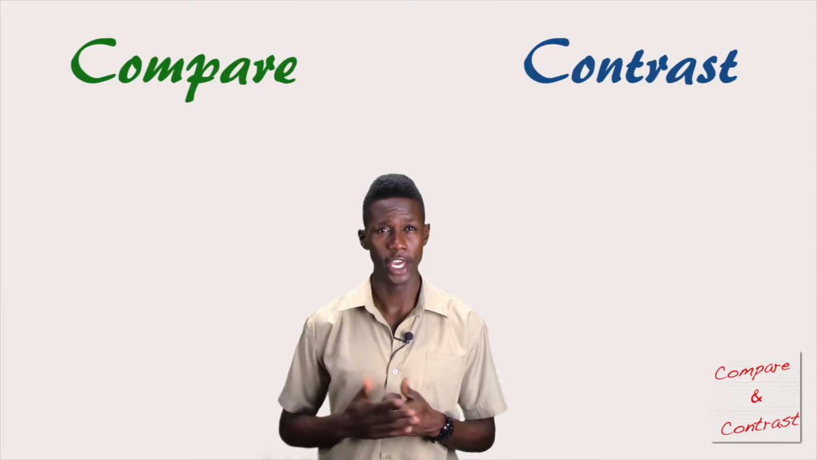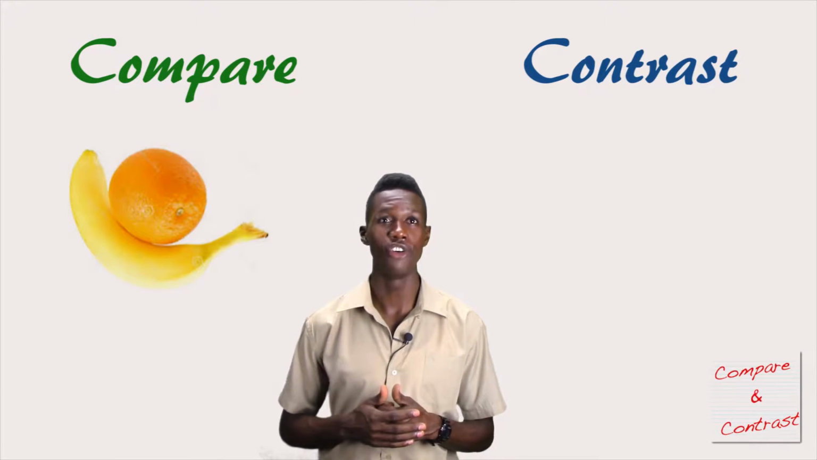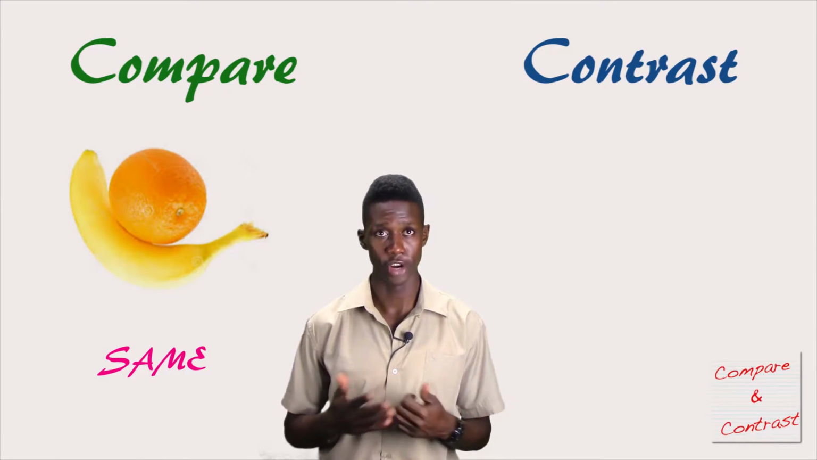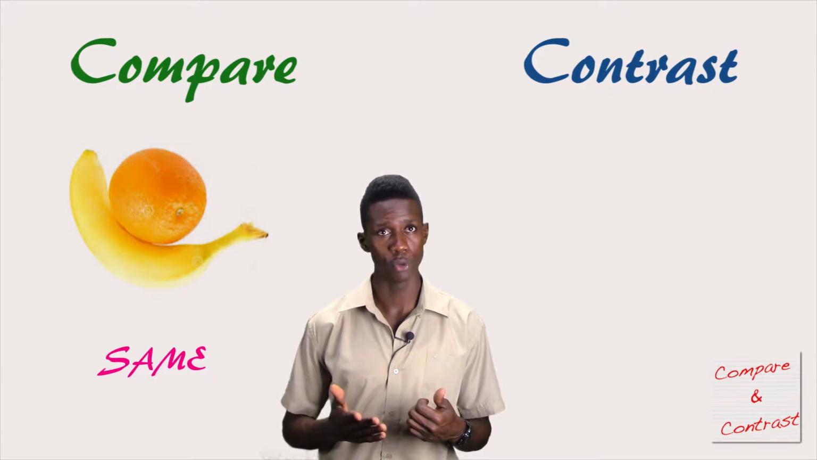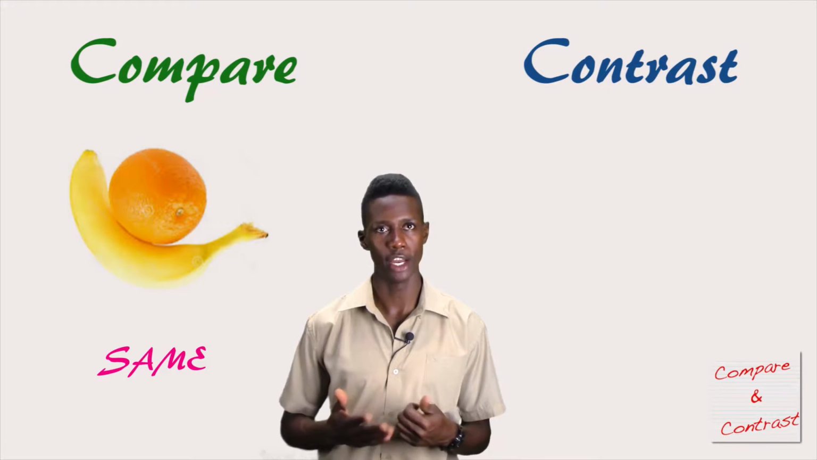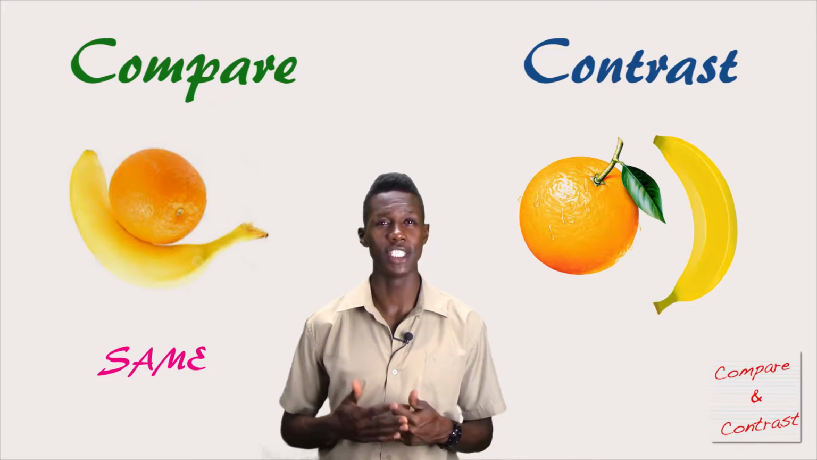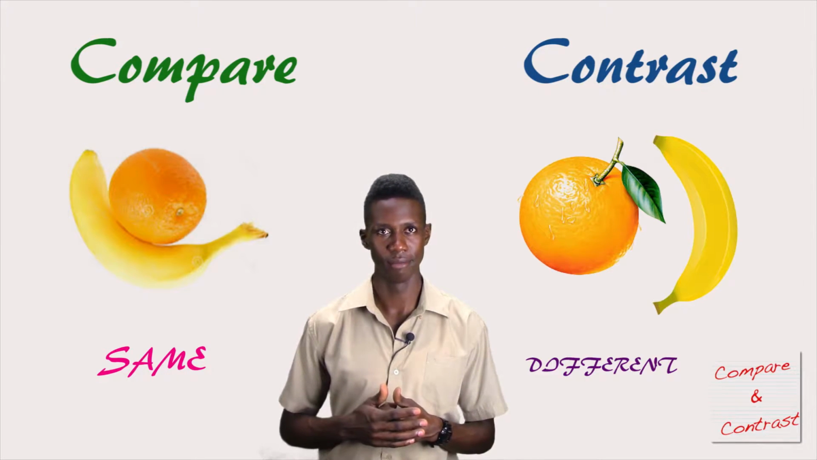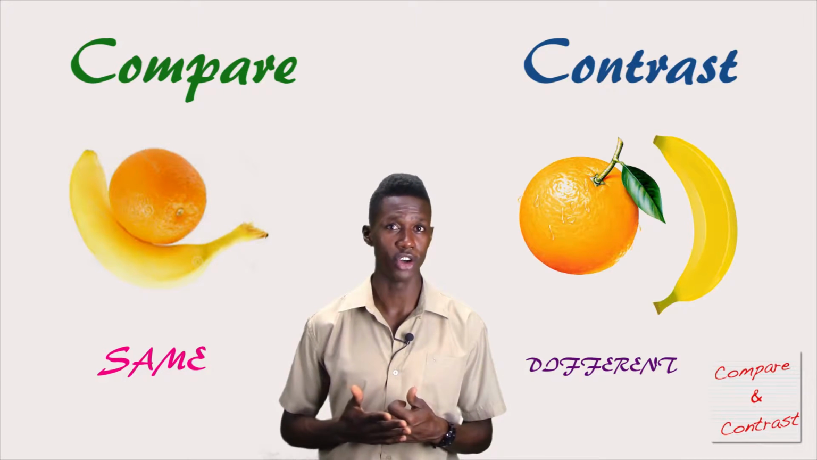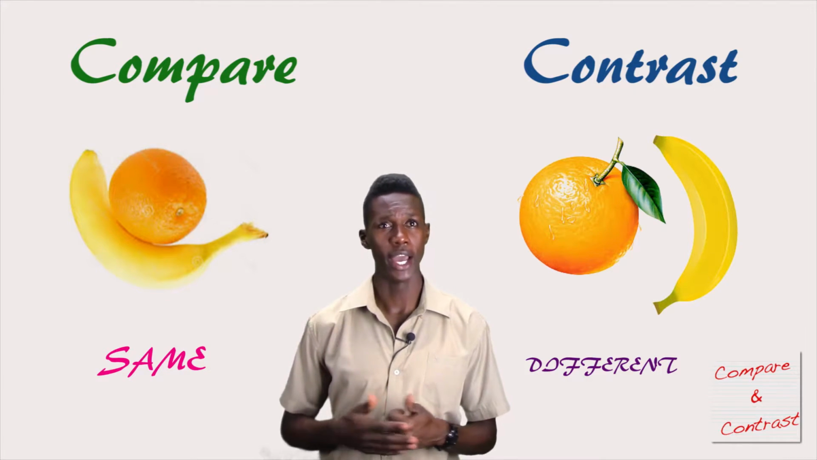So, if you are asked to compare oranges and bananas, really, you have to tell what is the same about the two things. For example, they are both fruits. You have to peel them, and they are both edible. If asked to contrast the two things, you have to tell what is different. For example, bananas are oblong while oranges are round, and we eat the seeds in bananas while we discard them in oranges.